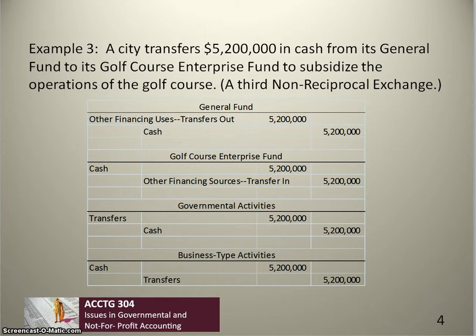But in this case, because the general fund is a governmental fund and the golf course fund is an enterprise fund, this transfer is a transfer between the governmental activities and the business type activities, and we would make an entry in both the governmental activities and the business type activities. We record the transfer from the governmental activities to the business type activities by debiting an account, transfers in the governmental activities, and crediting that same account, transfers in the business type activities. It's much like the account other financing sources, transfers out and transfers in, but in the case of the governmental activities and business type activities, we just use this single account, transfers.